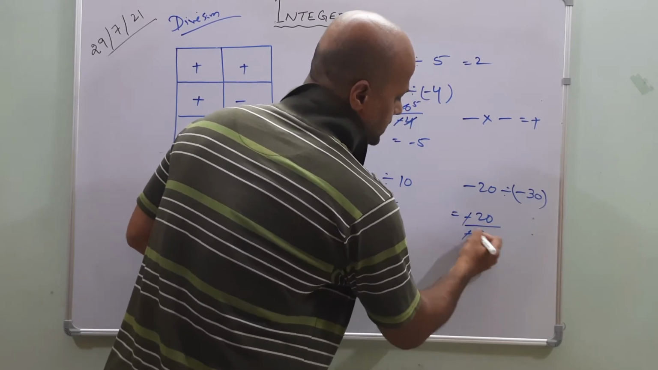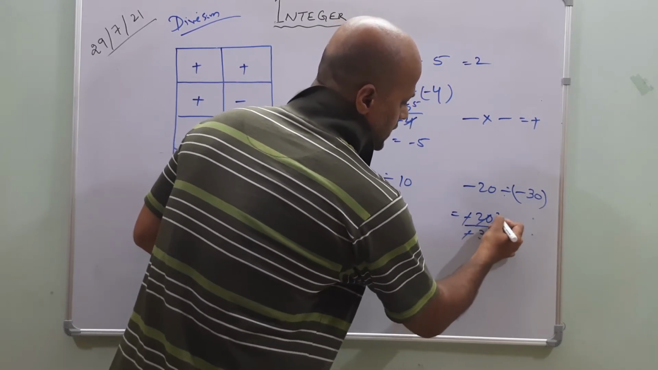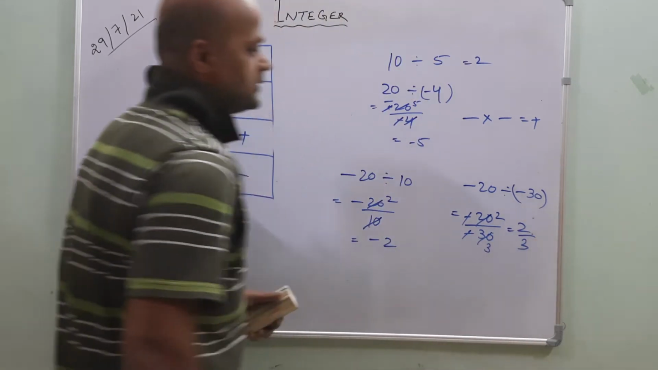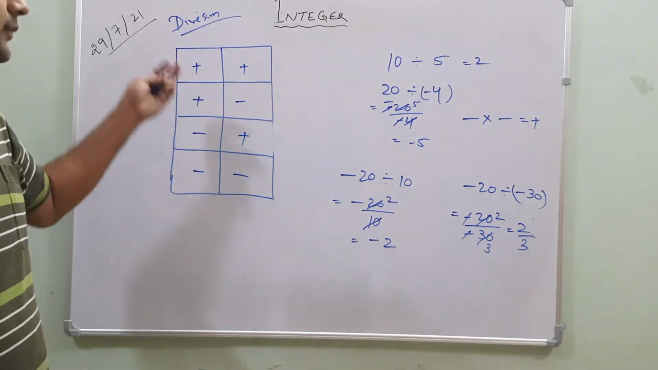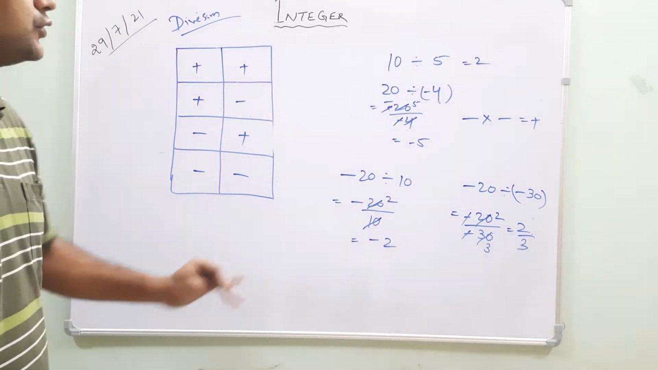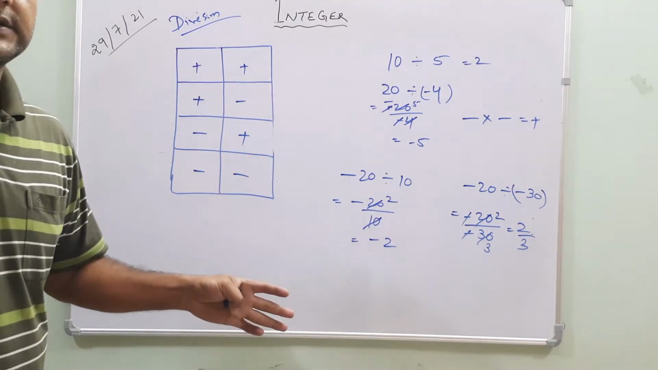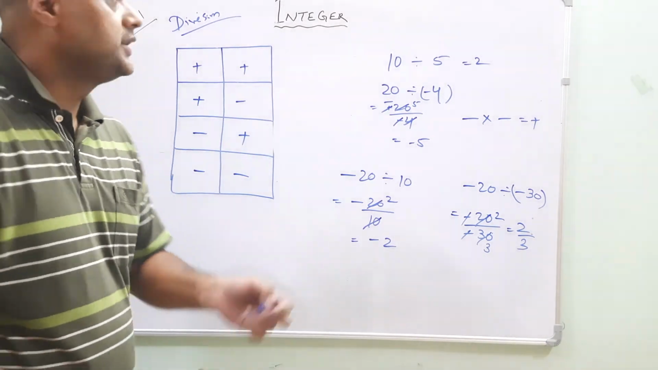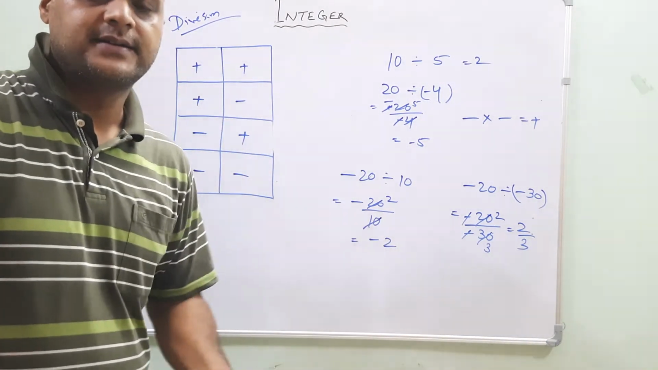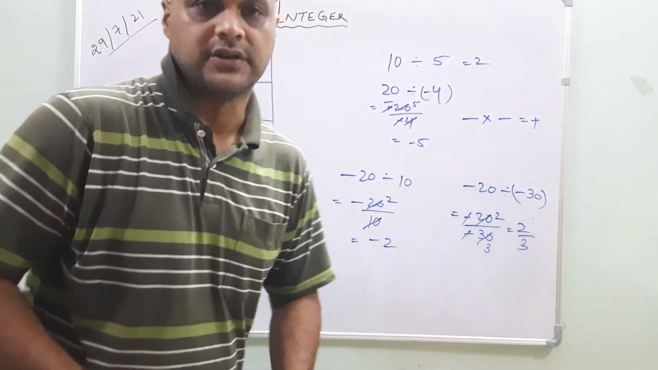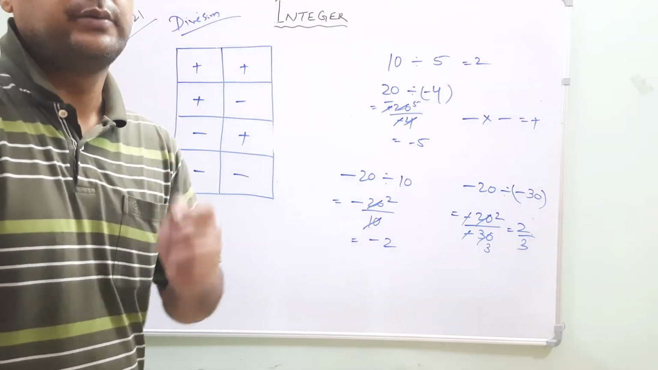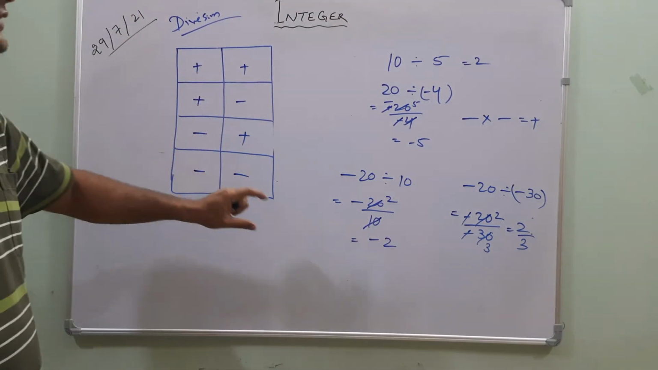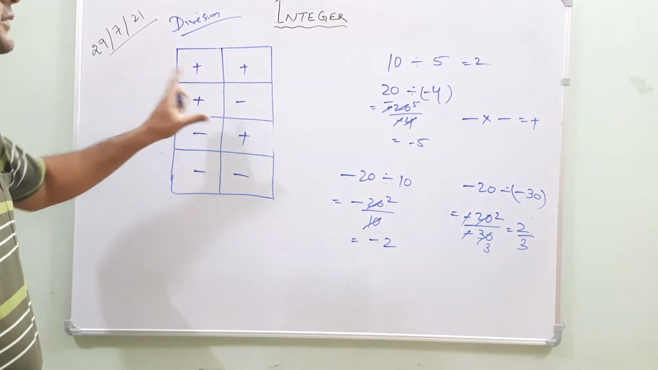Okay? Minus minus cancel. 10 2s are 20, 10 3s are 30. How much is it coming? 2 by 3. These are the various examples of the integers, when they are related with each other with subtraction, addition, multiplication and division. Okay, friends? So it is very, very important that you do it very carefully. So I am making this box to help you understand easily, that's why I am creating this one.